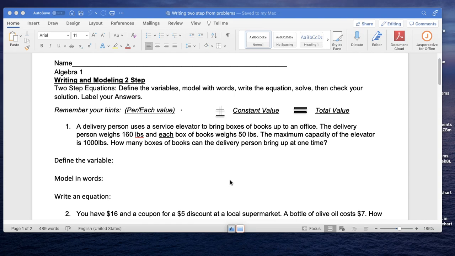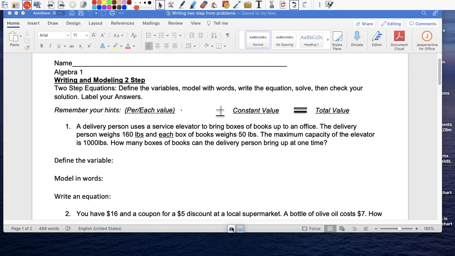The main thing is identifying your variable, and one way you can do that is by looking at the question. In this case, the delivery person uses a service elevator to bring boxes up. So let me draw an elevator, right? And the delivery person weighs 160. So inside the elevator, it's going to go this guy over here. He's 160 pounds. And then he's going to put some boxes.